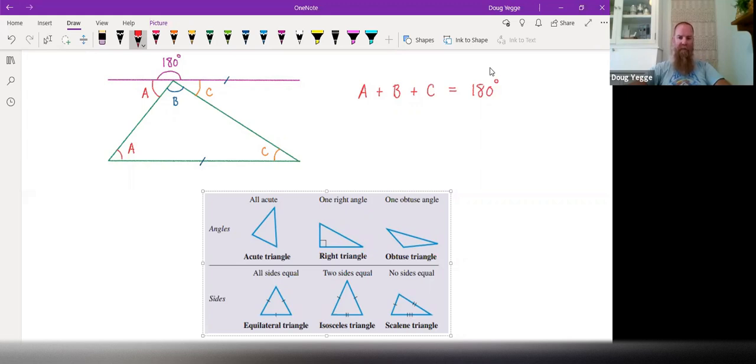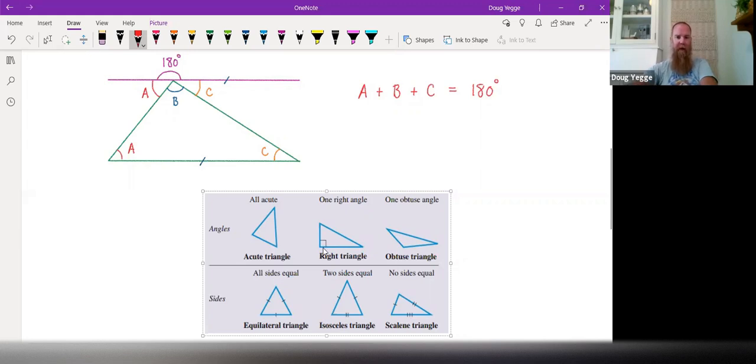So no matter what the shape of the triangle, the sum of the angles inside of a triangle are always 180 degrees. Now I'd like to name a few different types of triangles, a few that we've already discussed, but let's take a look at this first one right in the middle here. This is considered a right triangle, simply because it has a right angle.